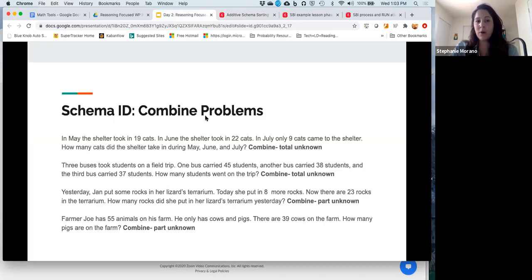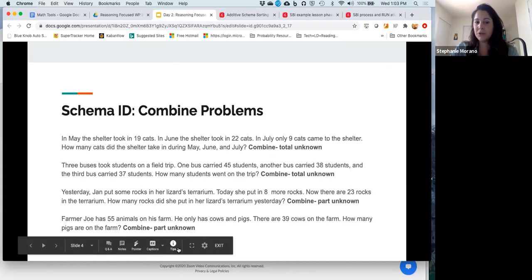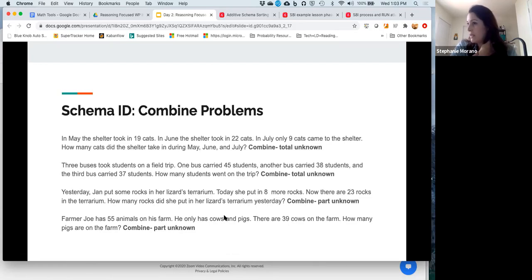There were 4 combined problems, 2 total unknown and 2 part unknown problems. The combined schema or the total schema is typically the easiest of the 3 additive schemas and the one that we recommend you introduce first when you're introducing the different schemas to students. So this one is typically not super challenging for anyone to be able to identify.